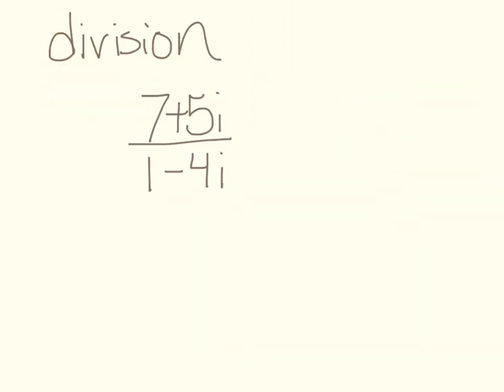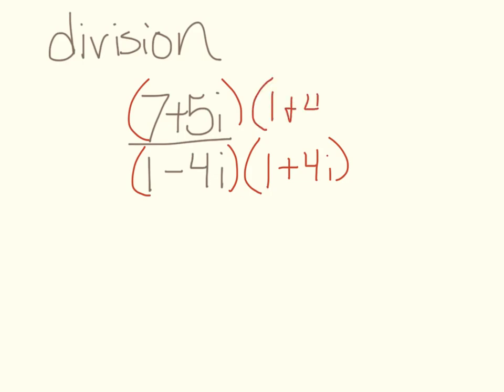When we want to divide complex numbers, we use the same process that we used when we were rationalizing denominators with complex denominators. We're going to multiply the top and the bottom by the conjugate of the bottom. So in this case, the bottom's conjugate would be 1 plus 4i. And I'm going to do that to the top and the bottom. And now we have to FOIL the top and the bottom.